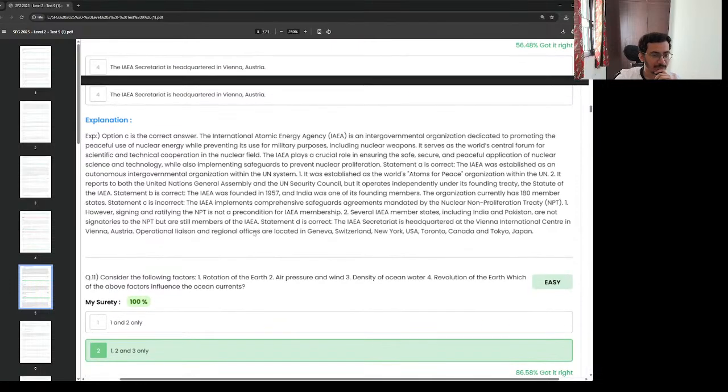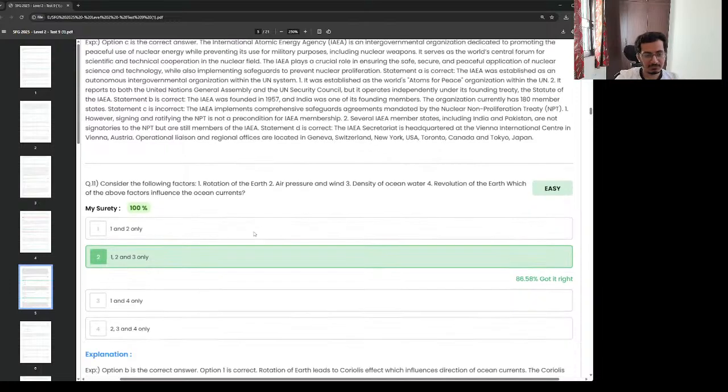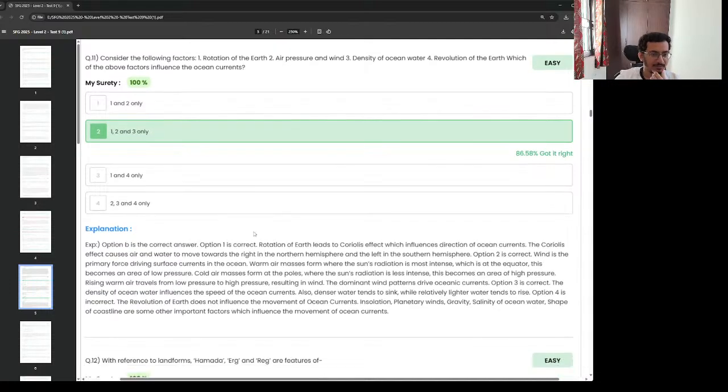Then consider the following: rotation of Earth, pressure, wind, density. Which of the following influence ocean currents? I believe ocean currents are influenced by the first three surely, and the fourth one not necessarily. I would say it does influence a little bit, but it's not a big deal.